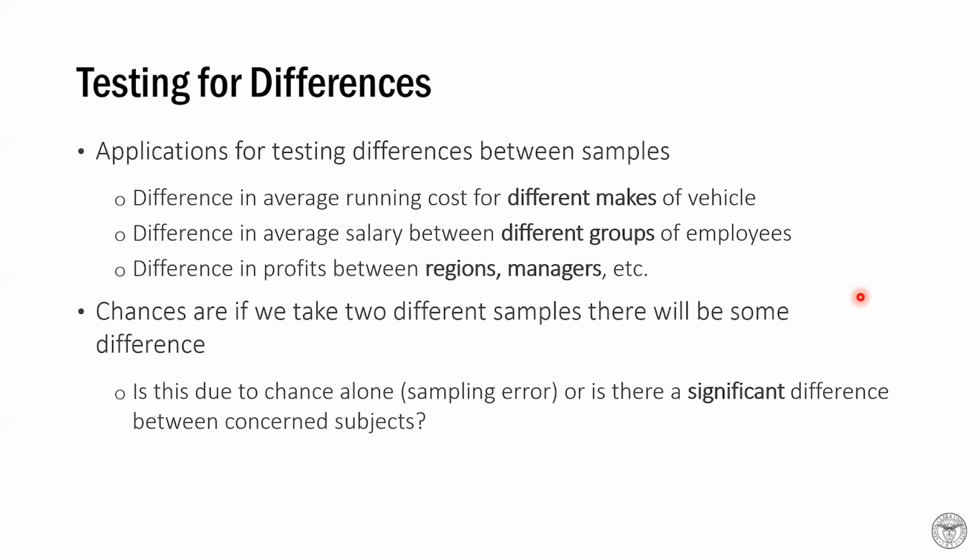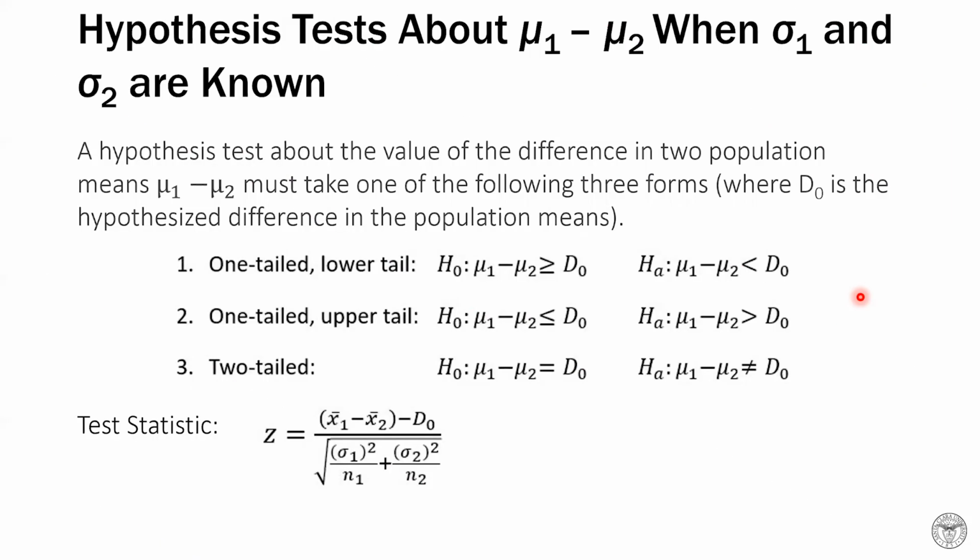Typically, there could be some difference between any given two different samples. The purpose of hypothesis testing is to verify whether the difference between the samples is big enough, or significant enough, so the chance of the difference coming from pure sampling error is small. Recall that the test statistic follows the standard normal distribution when the population standard deviations are known.